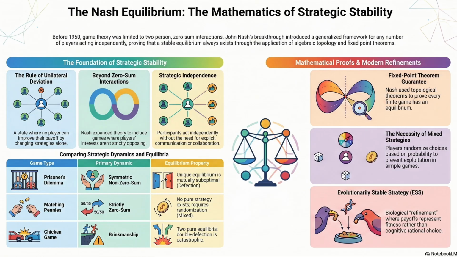And that transition is perfect because we are now entering the absolute deepest, most mathematically dense part of the source material: proving the unprovable. The topological foundations. This is the how of the proof. If he couldn't just point to people doing it, how did he mathematically guarantee that this equilibrium must exist in every finite game ever created?